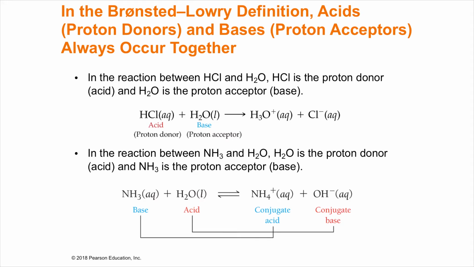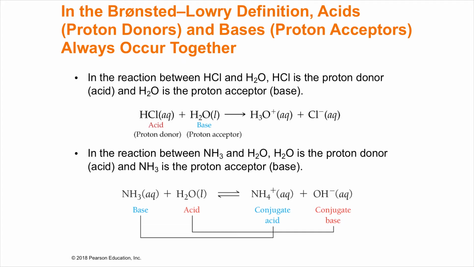Now, if you were paying close attention, you realize that water, in one example, was classified as an acid, and in another example, it was classified as a base. And there are some substances that can behave like an acid or can behave like a base. And that's perfectly okay. Those substances are called amphoteric substances.